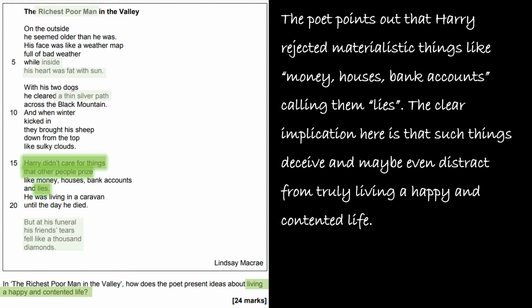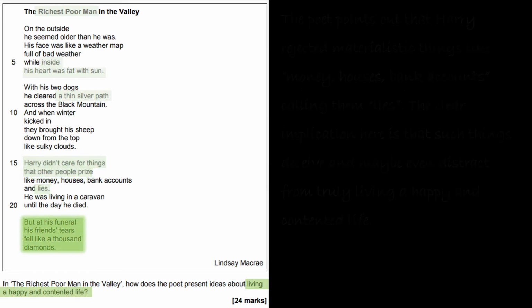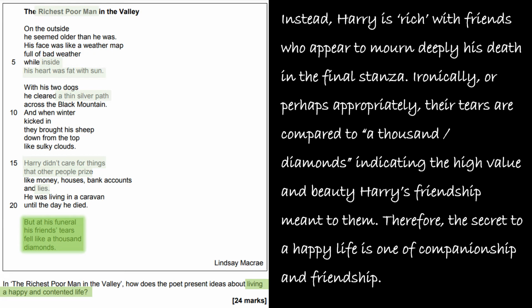You should be familiar with this approach from the reading sections of the English language papers. It's also the approach to take with the printed anthology poem in Section B. There's no need to use everything you've highlighted, but do try to say something about the beginning, middle and end of the poem. How a poem ends is often very important, as it's the last thing left in the reader's mind.